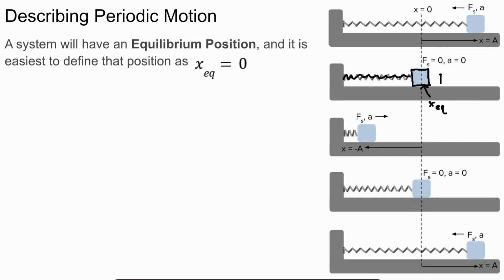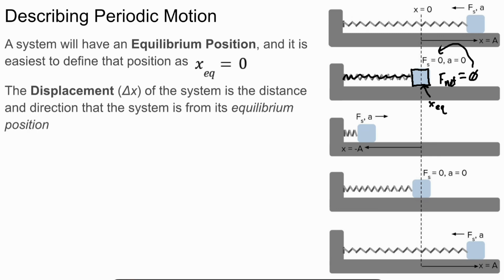This is the position it will be in when its net force is zero. If the forces net out to be zero on it, then it will be at a state of equilibrium. Now we can displace that system elsewhere. So if we took this system and pulled it over to the right, it's going to have some distance that it moves, some displacement away from that equilibrium position.